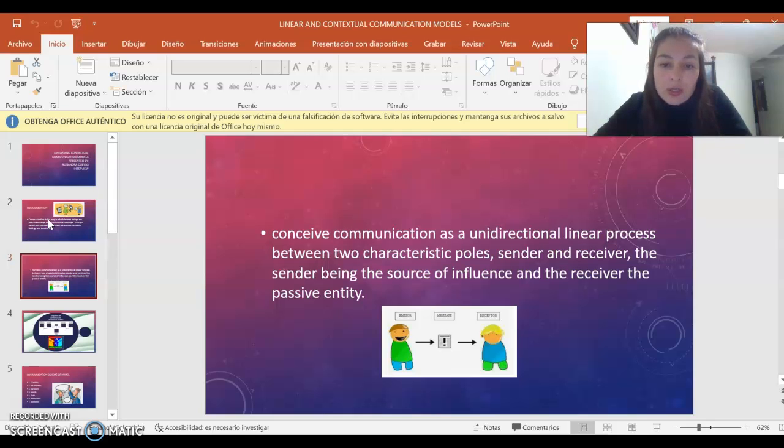Communication as a linear process, directed between two characteristic poles: sender and receiver. The sender being the source of the message and the receiver the passive entity. Emisor, mensaje y receptor.